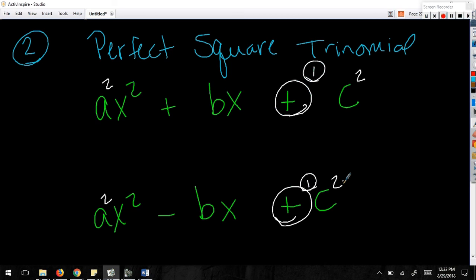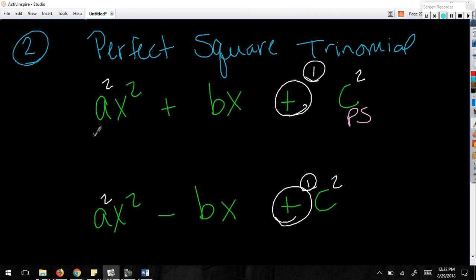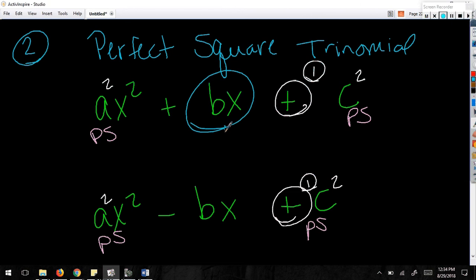The second criteria is that these ends must be perfect squares. So this and this have to be a perfect square. Now here's the kicker. This is the part where you really have to look. The middle, the very middle term has to be the square root of the first times the square root of the last, doubled.